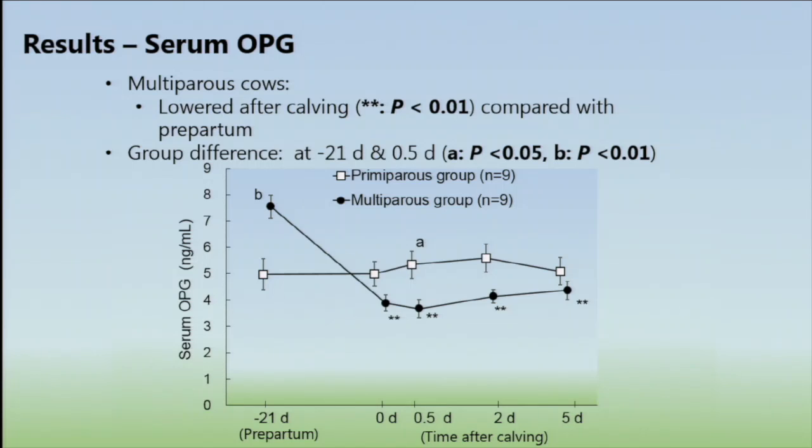This is a change of serum OPG. The point I want you to remember is that multiparous cows exhibit a higher serum OPG concentration at the prepartum and became lower after calving. On the other hand, primiparous cows did not show such a change. Therefore, we found a significant group difference at 21 days prepartum and 0.5 day after calving.